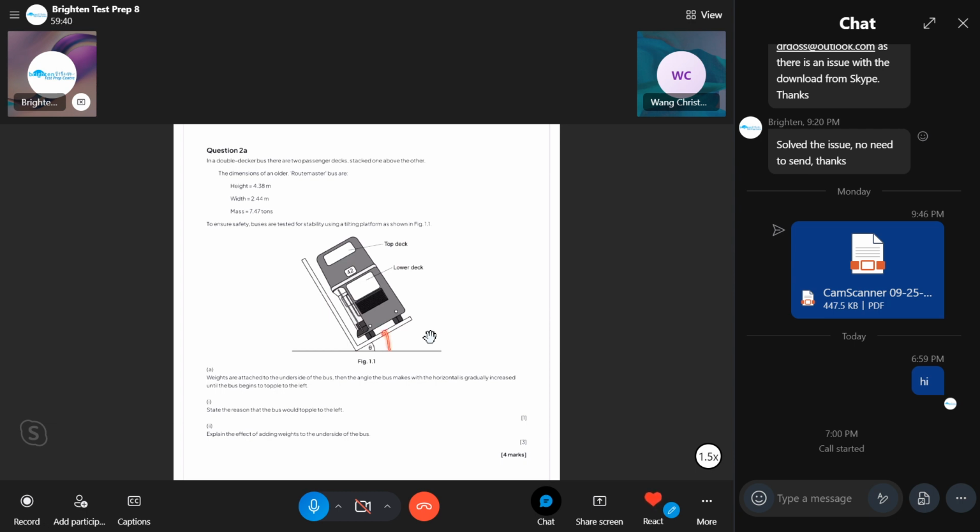Nevertheless, it's lifted. And why would the bus topple to the left? Is there a resultant moment anti-clockwise? Yes, exactly, very good. It seems a very complicated description, but at the end of the day, somehow that one is greater than this one. So the net of the moments.